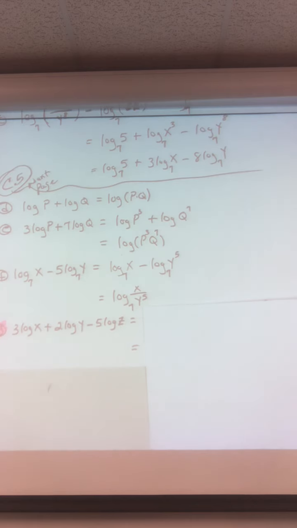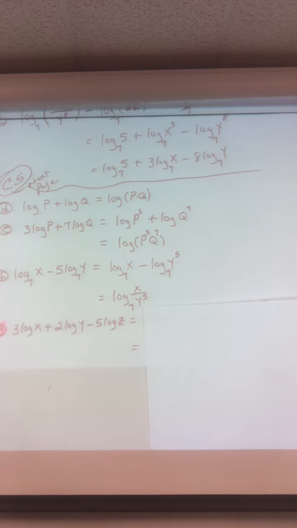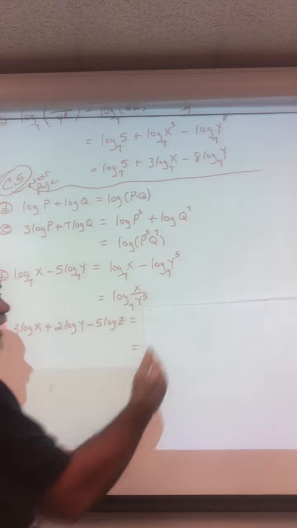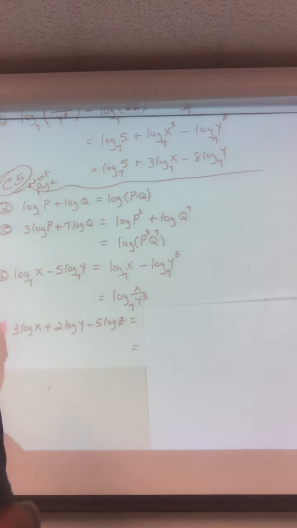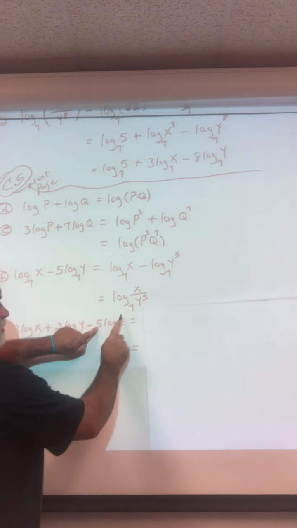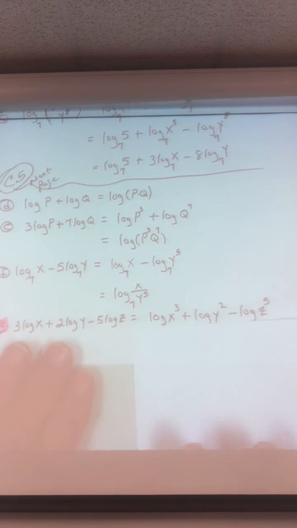Okay, one more here, and this will close out this section. All right, we got 3 log x plus 2 log y minus 5 log z. Okay, I'm going to put these 3 logs together as one. So you're using the properties going from right to left now. All right, so take this 3, put it back up. This 2, put it back up. This 5, put it back up. When I do, I have this.